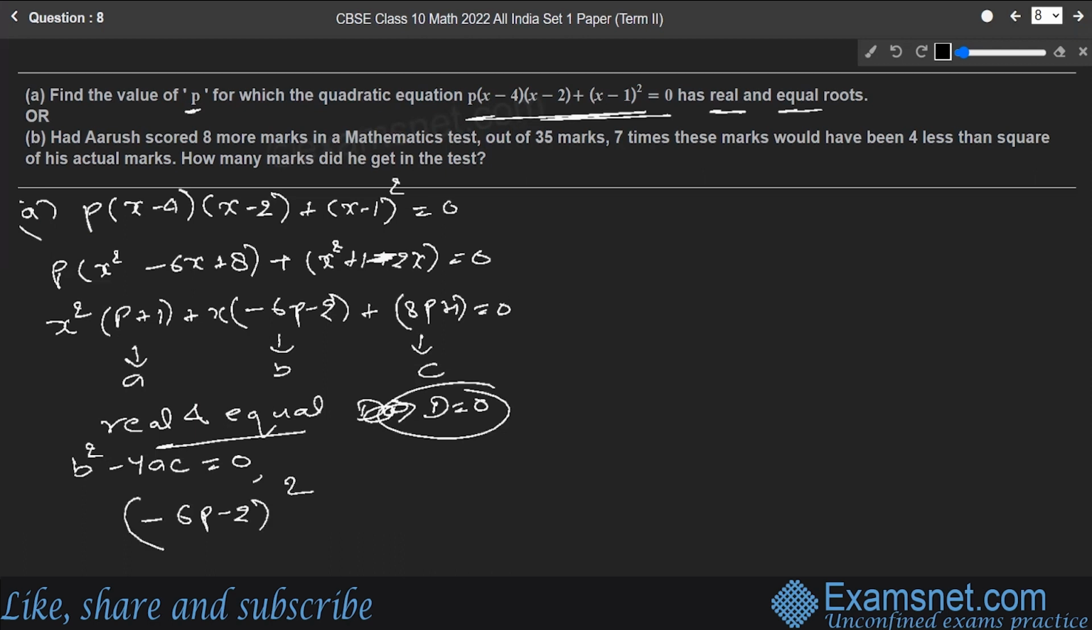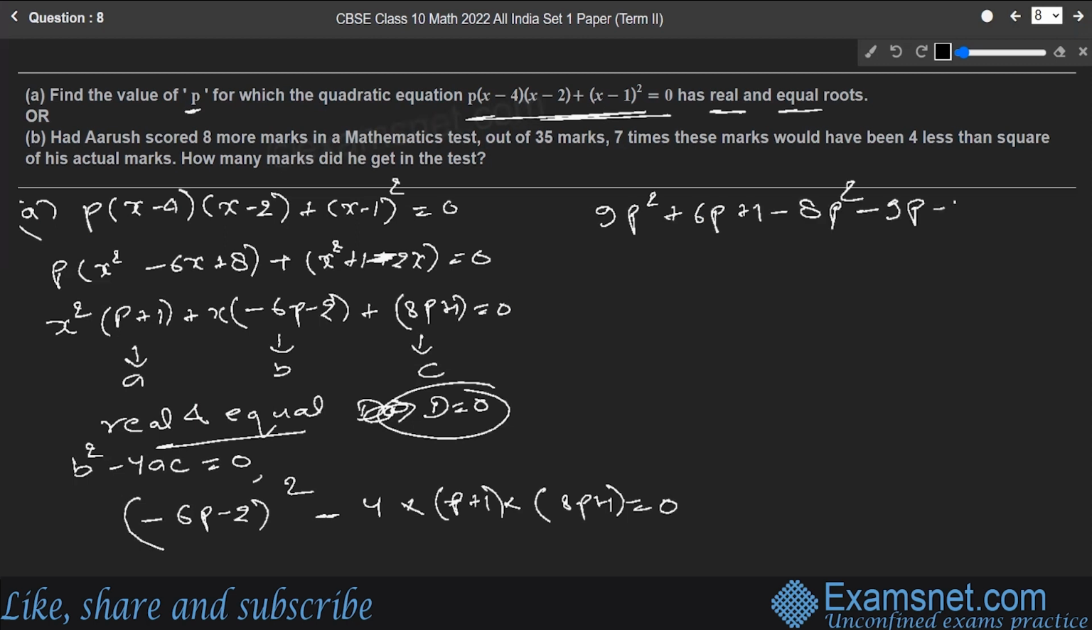So the whole square of this minus 4 into a value is (p + 1), into c value is (8p + 1). So this has to be equal to 0. If you further solve this, you're going to get 9p square + 6p + 1 - 8p square - 9p - 1 = 0. Okay, if you solve like this, you're going to get the last term as this.